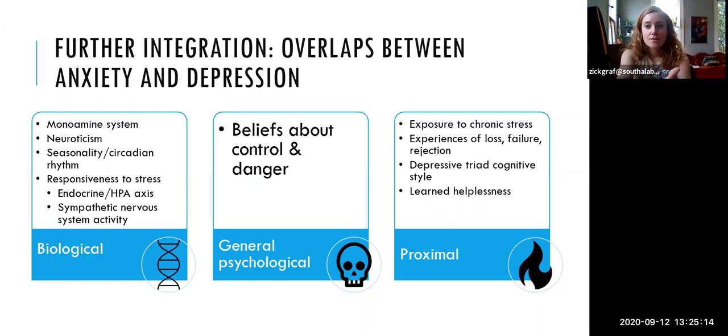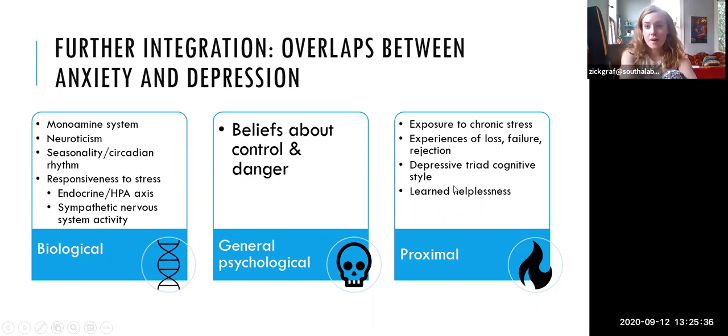So this slide summarizes all of the risk factors that we've talked about for depression. But the thing to emphasize here is that these risk factors are not specific to depression, especially the biological and general psychological risk factors. These are the same risk factors we talked about in the anxiety disorders lecture, just with a little bit more specificity.